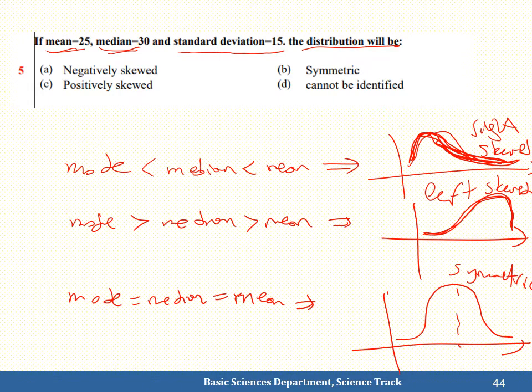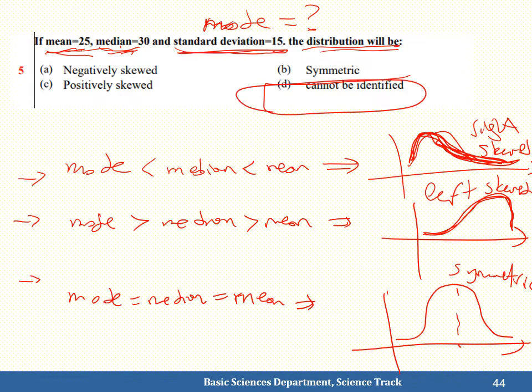But here, the mean is less than the median, and we need some information about the mode. What can you say about the mode here? The standard deviation has nothing to do with the mode. So we cannot say which case happened. It cannot be identified.